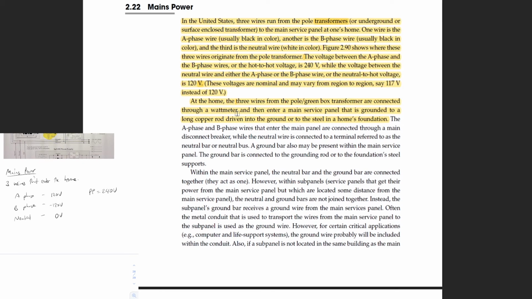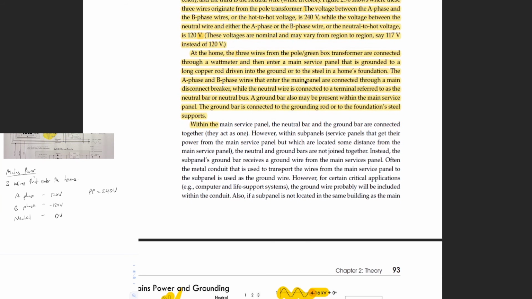So the A phase and B phase wires that enter the main panel are connected through a main disconnect breaker. Yeah, that's the breaker box. While the neutral wire is connected to a terminal referred to as the neutral bar or neutral bus. A ground bar may also be present within the main service panel. The ground bar is connected to the grounding rod or the foundation steel supports. Got it. Well, regardless, they're just trying to make it so that you have a reference point to 0 volts, or to ground, right? Within the main service panel.